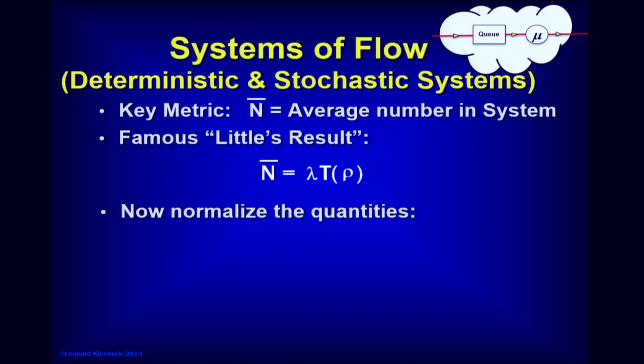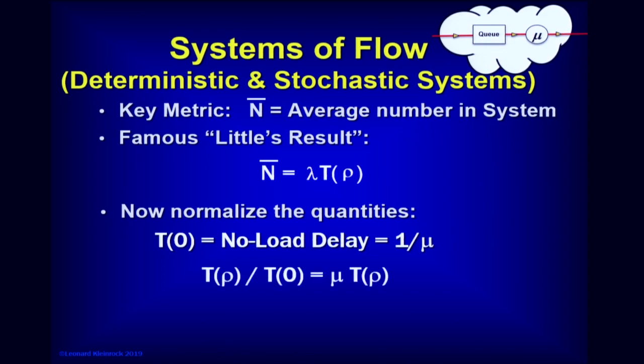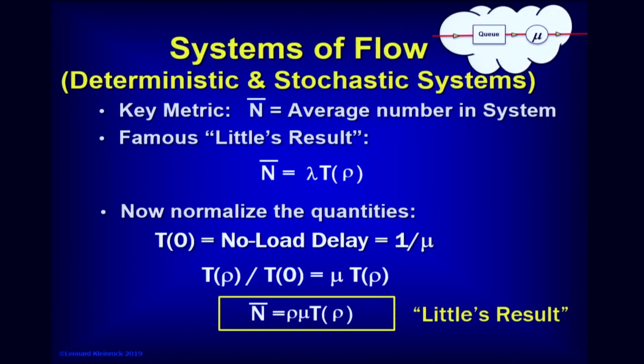Now, if we normalize the quantities there, let's normalize them with respect to the no-load delay, which is the time to get through if nobody's in your way, which is your own service time. If you normalize, basically, T divided by T0, which is mu T0, and, of course, rho as well, you get this expression. This expression simply reduces to rho mu T of rho. And those are the quantities we're going to play with. That's the famous Little's result. It applies to any system. There's no assumptions of Poisson, exponential. All it has to be is an ergodic system.